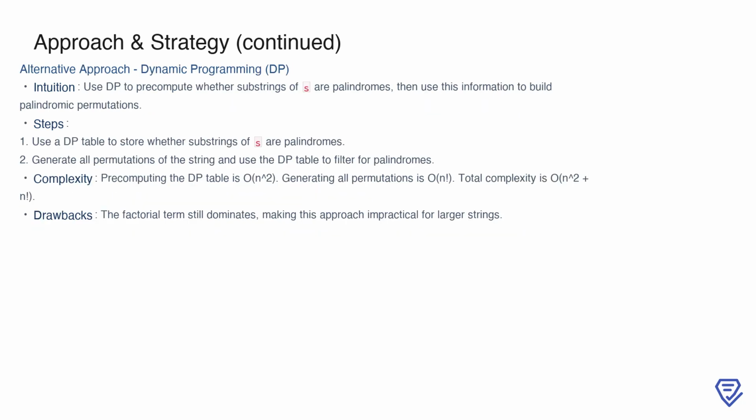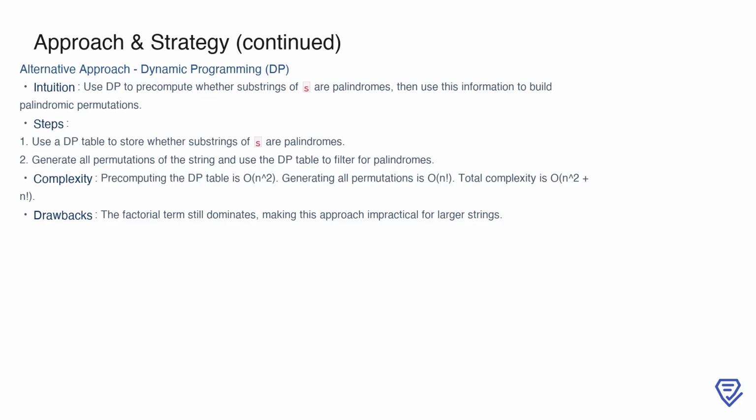Another potential solution is a dynamic programming approach, which involves pre-computing whether substrings of the input string are palindromes. This information can then be used to filter out invalid permutations. The method works as follows. First, you create a DP table to store whether each substring of the input string is a palindrome. Then, you generate all permutations of the string and use the pre-computed DP table to check if each permutation forms a valid palindrome. While this approach is conceptually interesting, it still has significant inefficiencies.